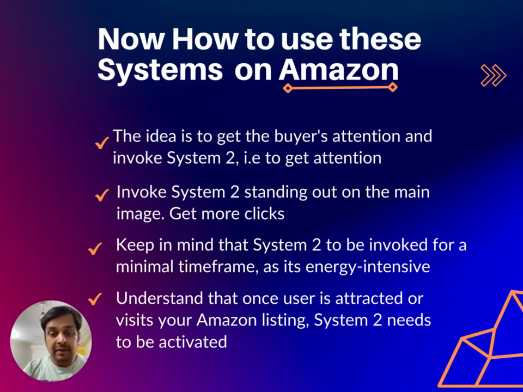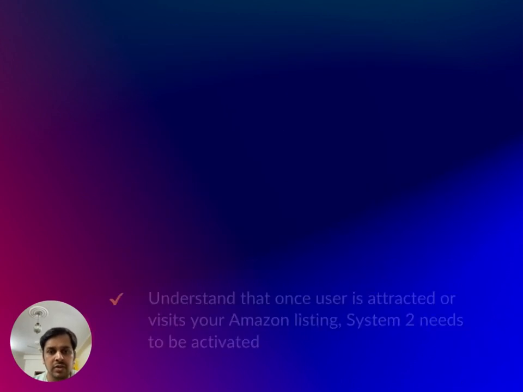So I will just correct it. Sorry for that, it was wrong. Understand, once the user is attracted to your listing, System 1 needs to be activated. I said System 2 here, but it's actually System 1 that needs to be activated. Now the user wants to go back to normal energy, they can just scroll. Make sure you have placed the elements where they should be, nothing off the charts.